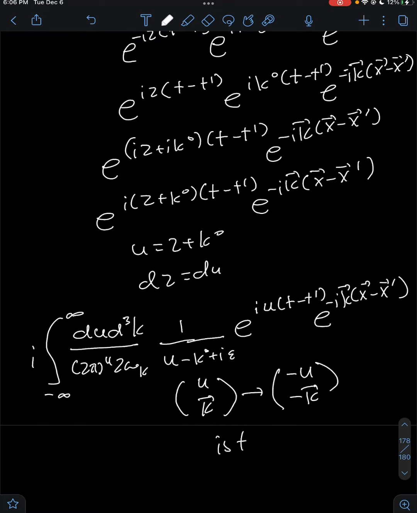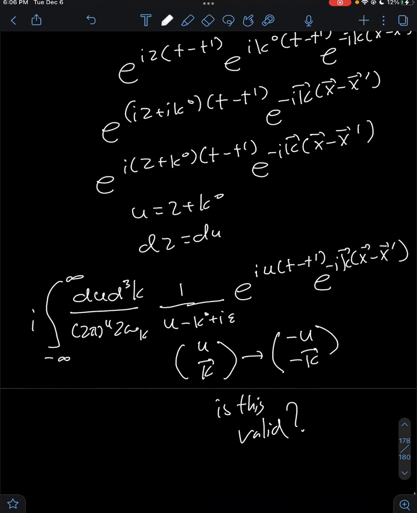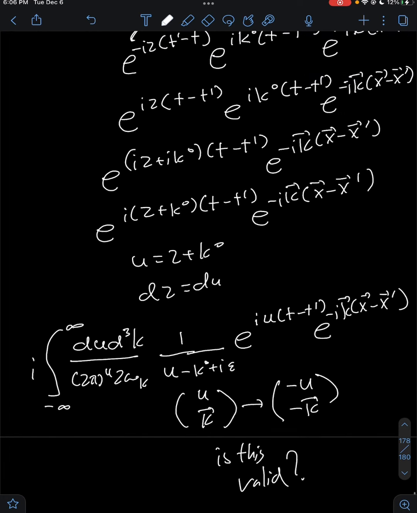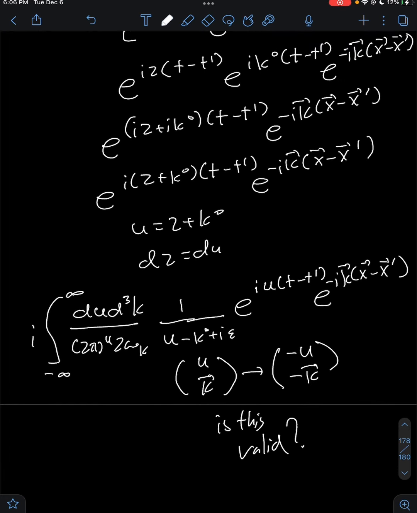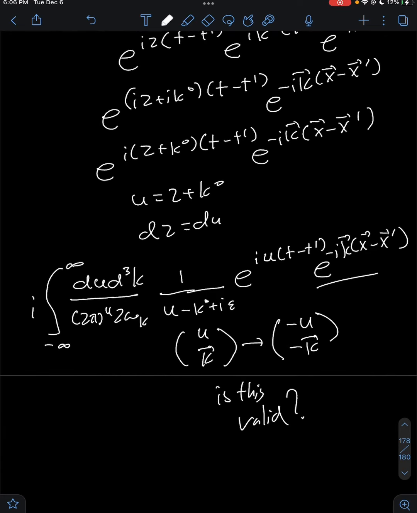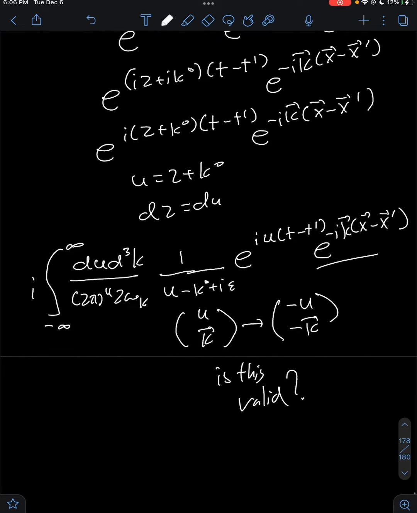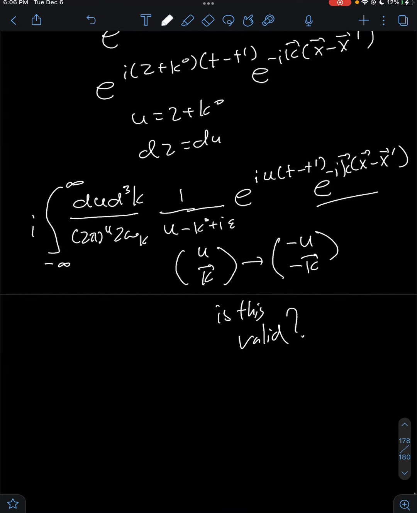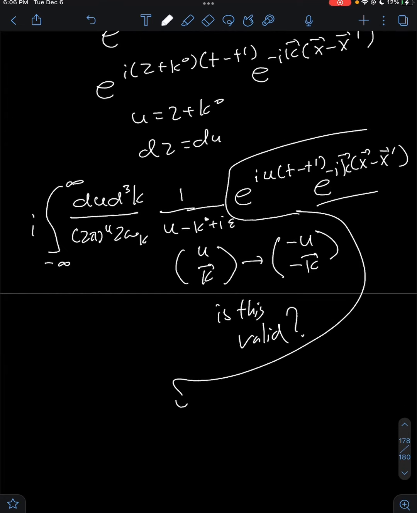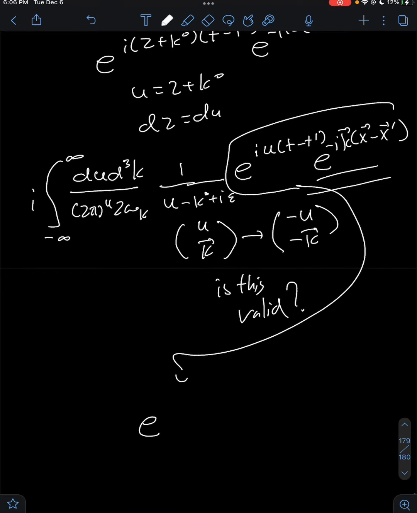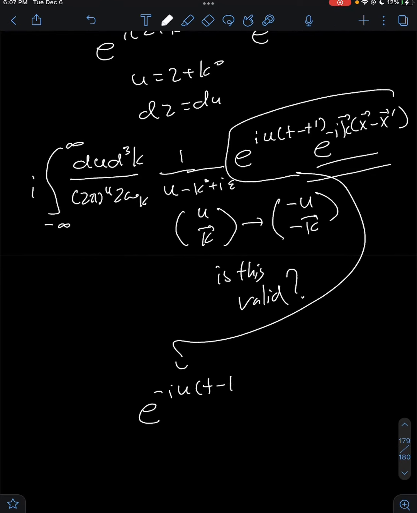Is this valid? I don't really know why it's valid or if it's valid. The book I was using just kind of did that without any motivation. I see why it's doing that, so we can get this to be positive, but it doesn't really show why it doesn't change the expression. We just change u to be negative u and k to be negative k. Doing that, this bit over here is going to be e to the minus i u times t minus t prime, e to the i k x minus x prime.